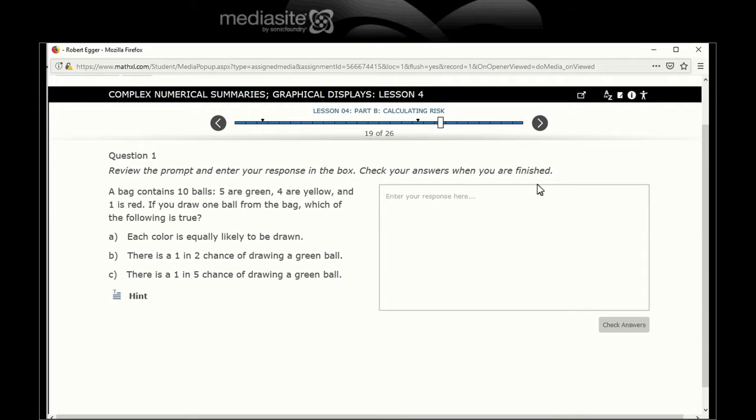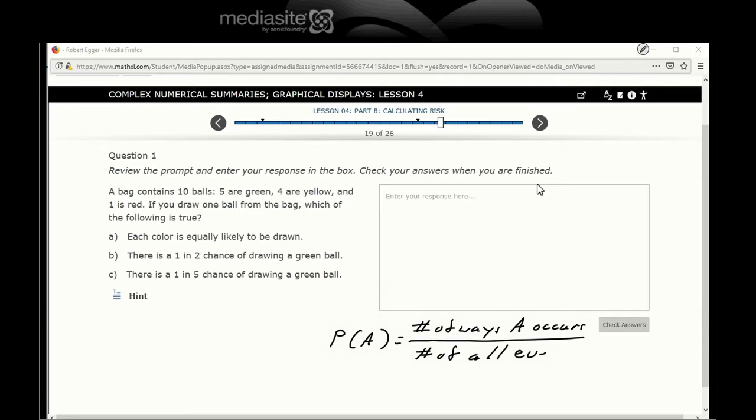Okay. Review the prompt and enter response in the box. A bag contains 10 balls, 5 are green, 4 yellow, 1 is red. If you draw 1 ball from the bag, which of the following is true? Let's see, the probability of event A happening is the number of ways A occurs over the number of all events that are possible.